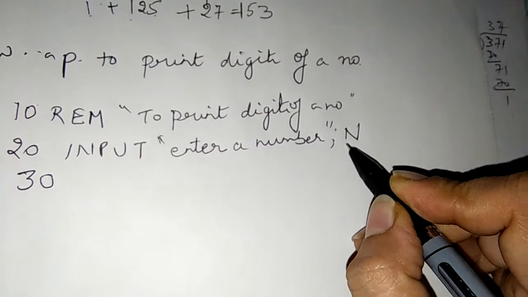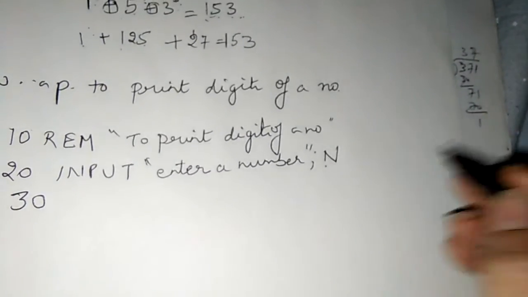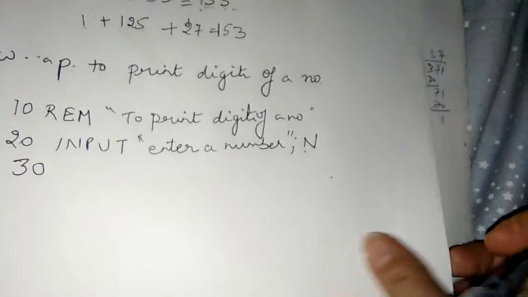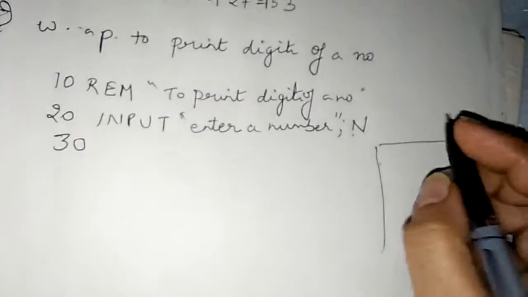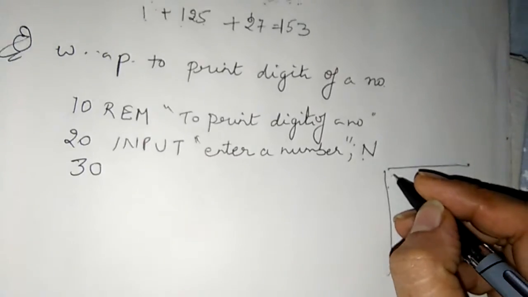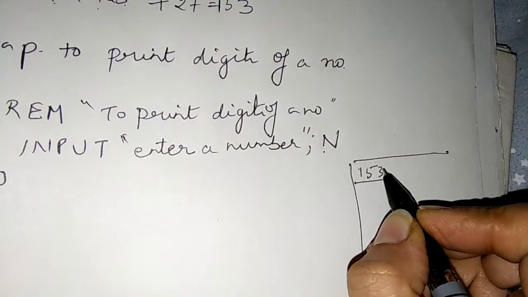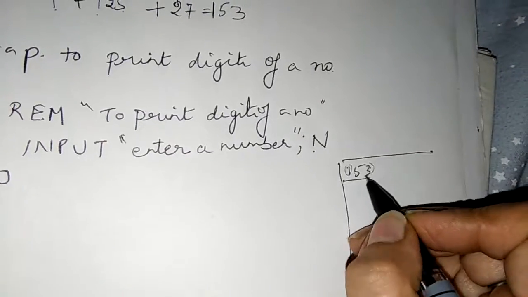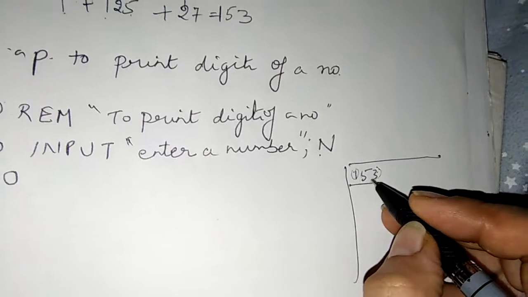Now what is the logic behind this program? First of all, I am taking things into the rough work. This is a rough column. Now this is the number. Suppose the number is 153. Now for 153 I have to take the separate digits 1, 5, 3 or 3, 5, 1, whatever. How will I find out the separate digits?